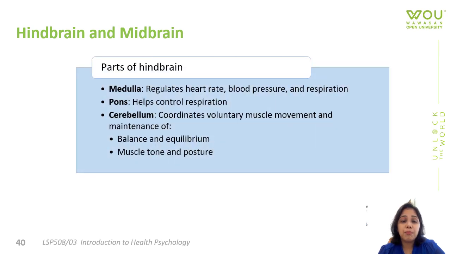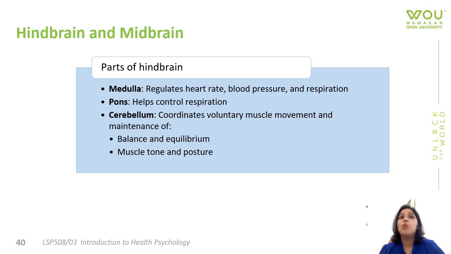Hindbrain and the midbrain. The hindbrain comprises the medulla, pons, and cerebellum. As I've mentioned, the medulla regulates the heart rate, blood pressure, and respiration. The pons helps to control respiration, and the cerebellum is for balance or equilibrium, muscle tone, as well as posture.